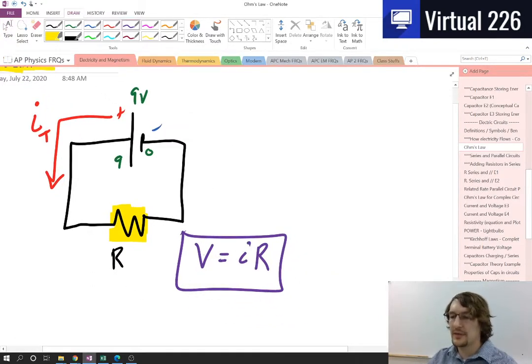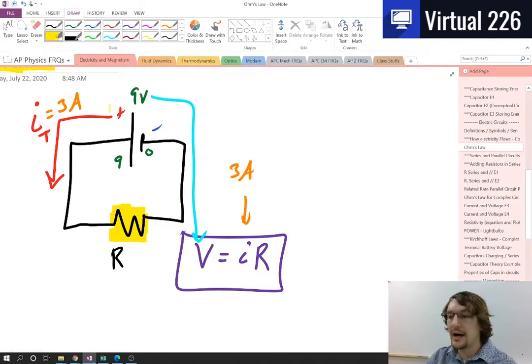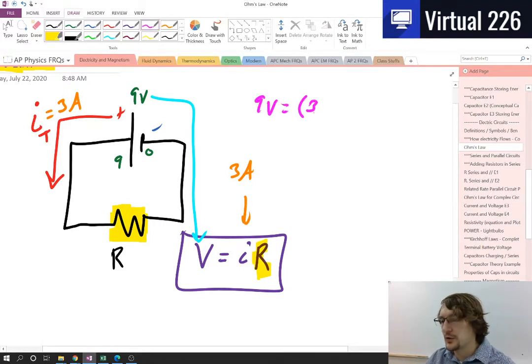And in this case, because we only have one resistor here, we can just say the voltage here is 9 volts. Let's give the current a value. Let's say the current is 3 amps. So we could say the current here is 3 amps. Now, because we only have one unknown in this equation, we could solve for R. We could say 9 volts equals 3 amps times some resistance R. And when we divide 9 volts by 3, we'd find that R would equal 3 ohms.